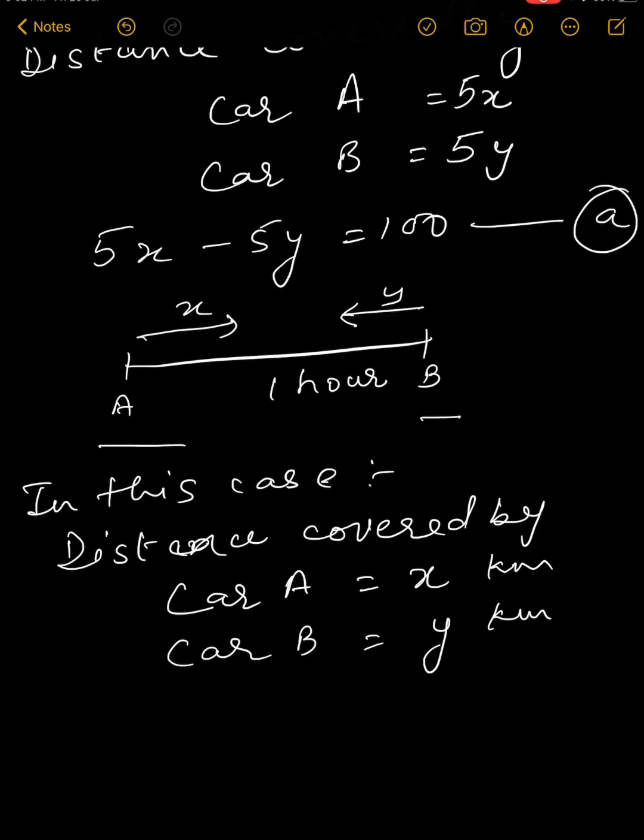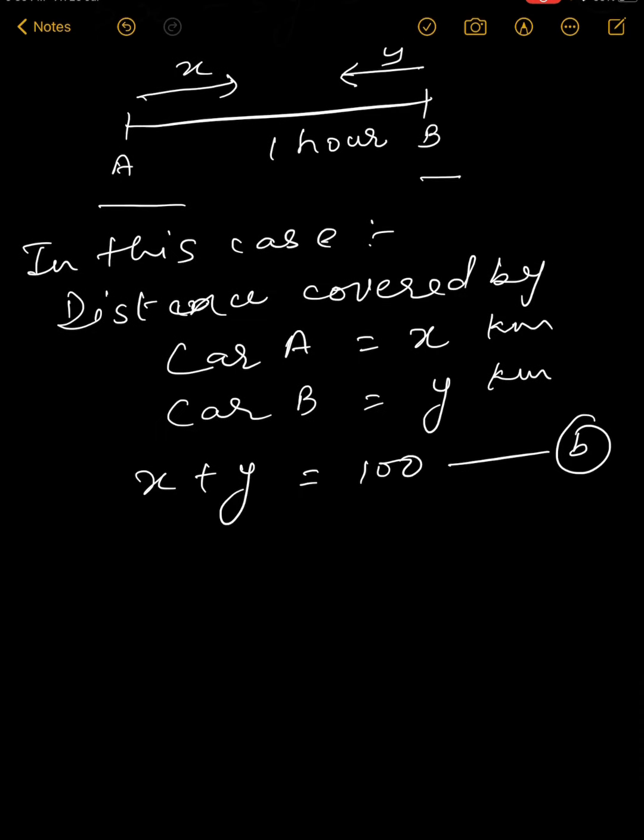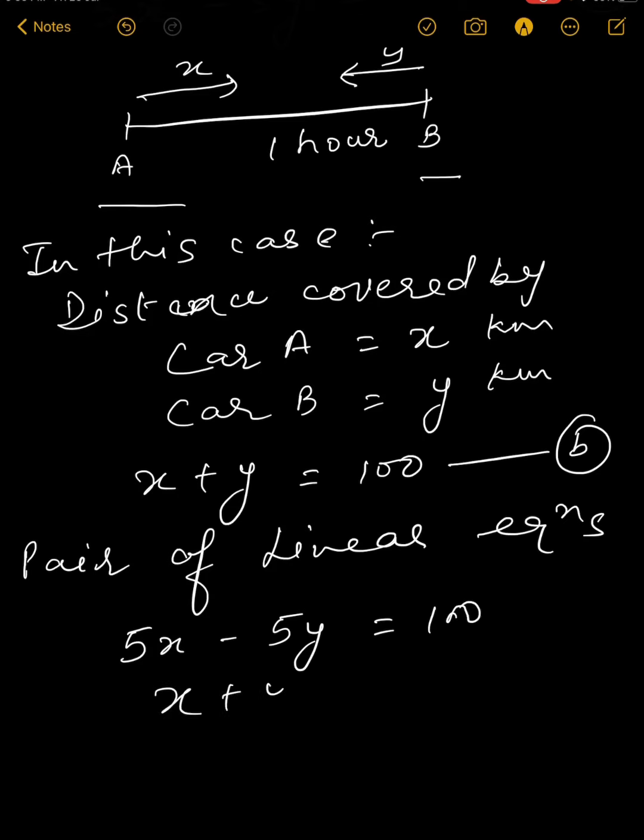So in this case, they both travel towards each other, and we already know they are 100 किलोमीटर apart. दोनों 100 किलोमीटर दूर हैं, तो दोनों ने मिलके कितना distance cover किया होगा? 100. So here x plus y is equal to 100. So this is our equation number B. Now we have two equations, a pair of linear equations: 5x minus 5y is equal to 100 and x plus y is equal to 100.